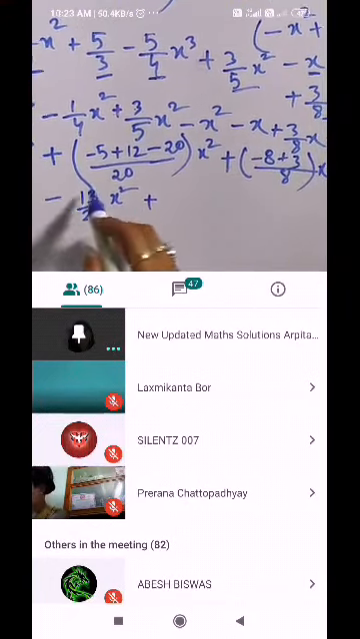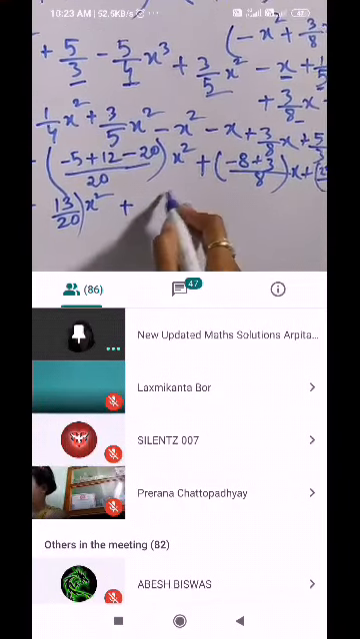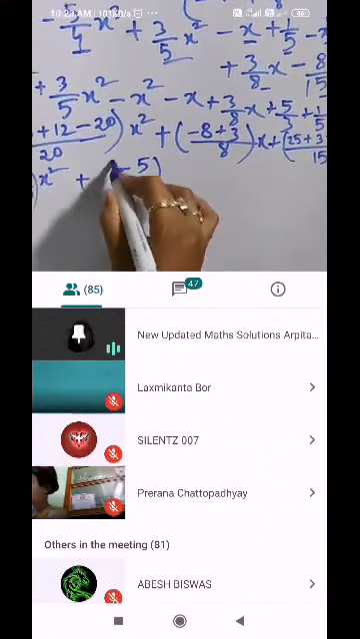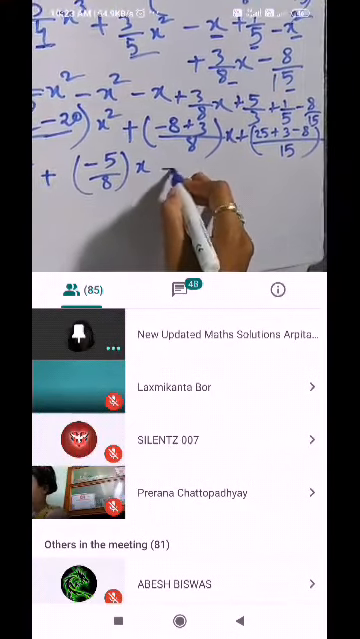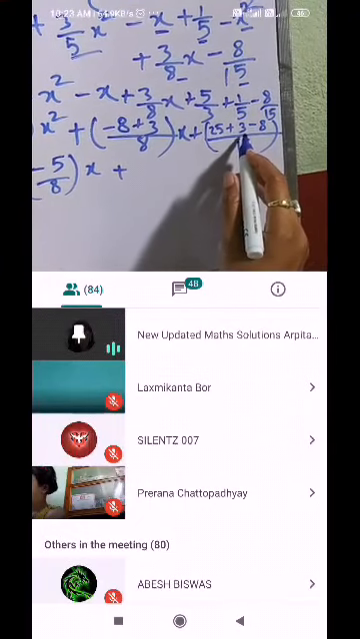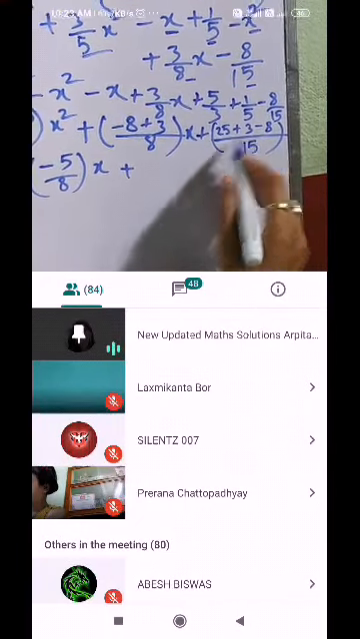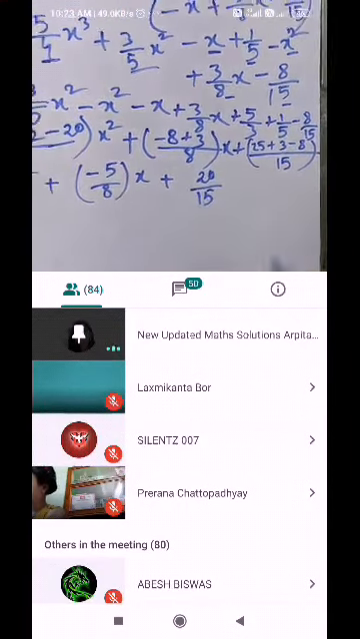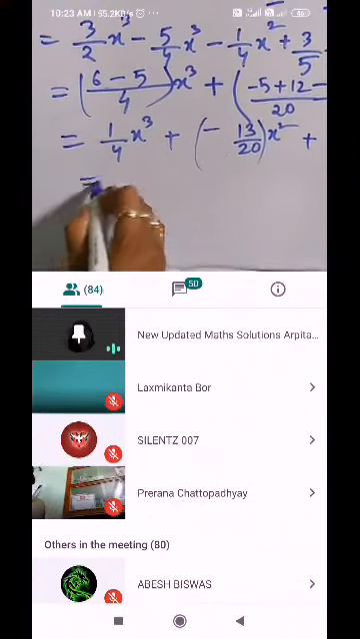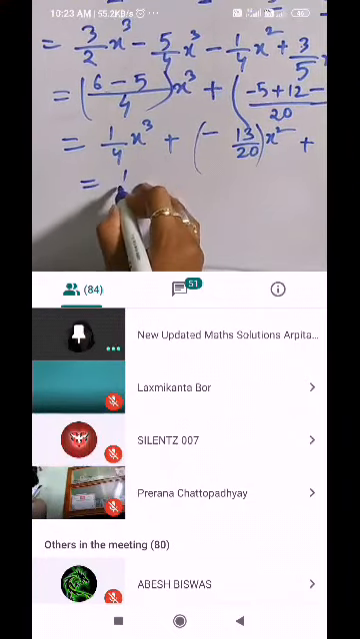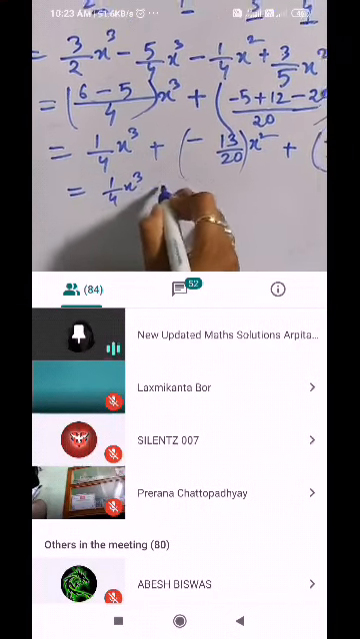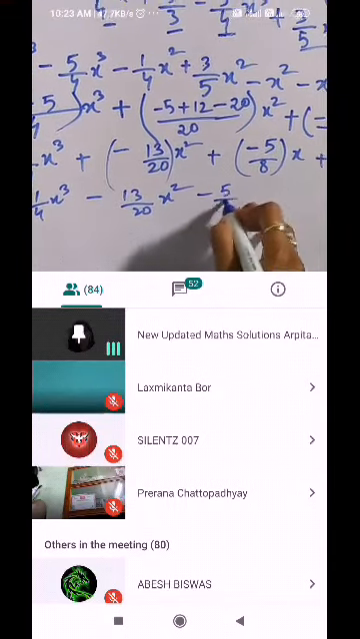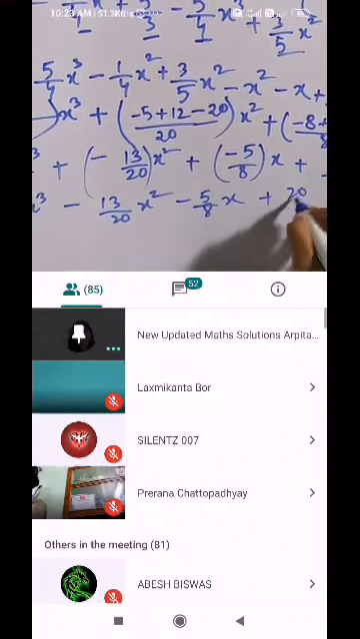Plus, here also 8 is larger, that's why the minus sign will be here. 5 by 8, minus 5 by 8 x. Then here 25 plus 3, that means 28. 28 minus 8, that means 20 by 15. So that's all. Next you will remove the bracket. 1 by 4 x cube minus 13 by 20 x square minus 5 by 8 x plus 20 by 15.